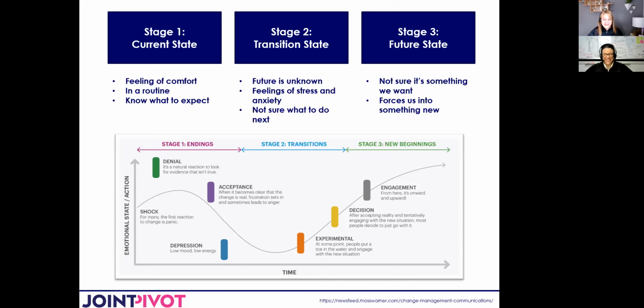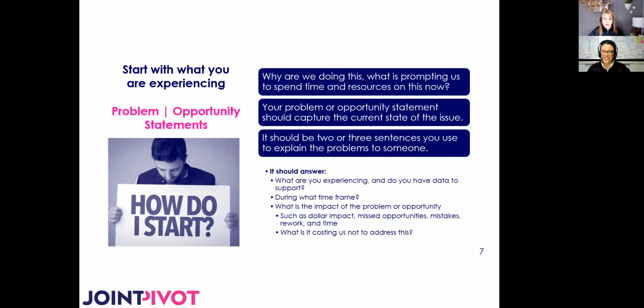Exactly. All right. So, what do we do with this? How do we communicate these messages? Because a lot of the times when we are creating change messages, one of the biggest mistakes we make is that we create our communication messages based on how we would want to be communicated to or what the issues are for us personally.